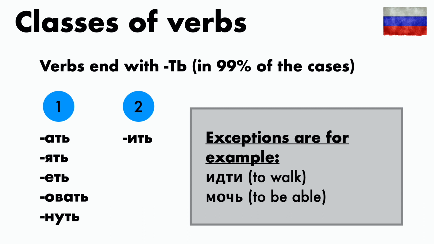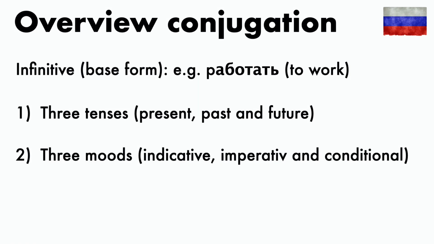In this case, the verbs to walk and to be able are exceptions. To walk, идти, to be able, мочь. There are a couple of more exceptions, but they are not relevant for this video. Now let's have a look at the verbs and conjugations.